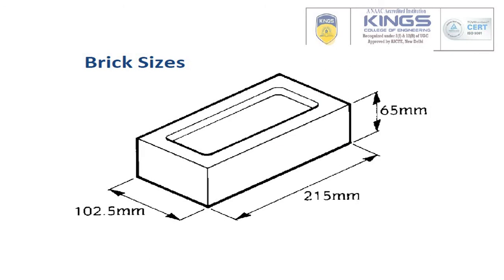After that, the frog. A frog is nothing but the depression provided in the face of the brick during its manufacturing. The depth of the frog in the brick is 10 to 20 mm. The frog should face upward. Why? Because this area is called the frog, and it is essential for the mixing of mortar and for bonding with the neighbouring brick. That is why we use the frog.